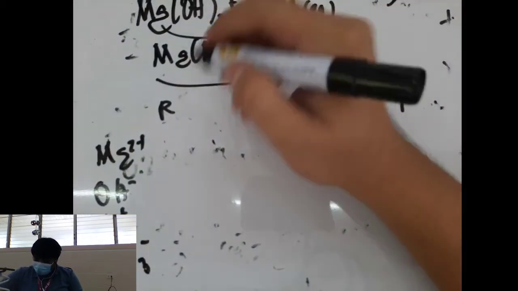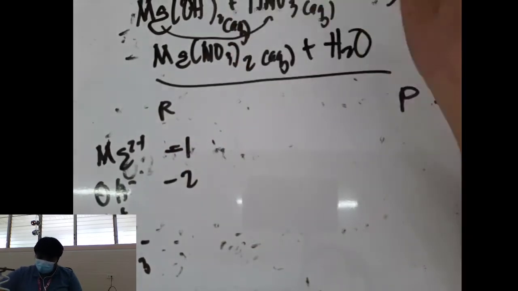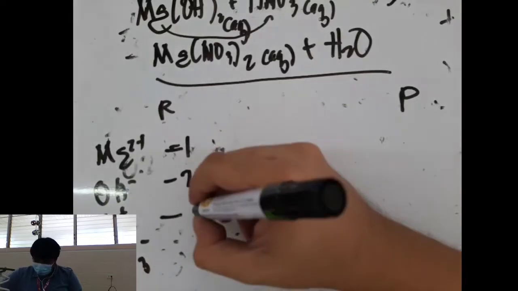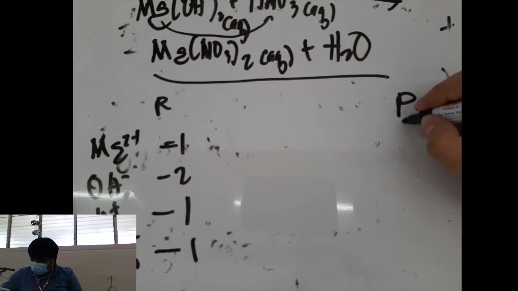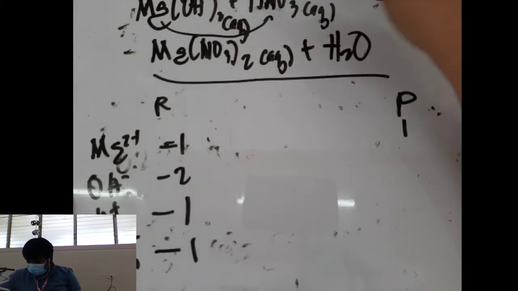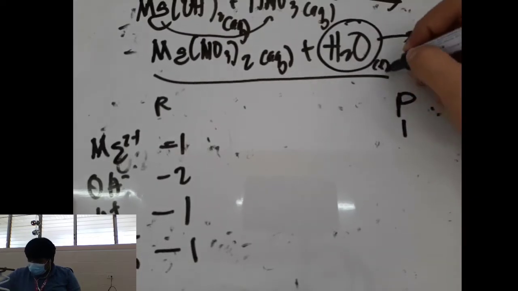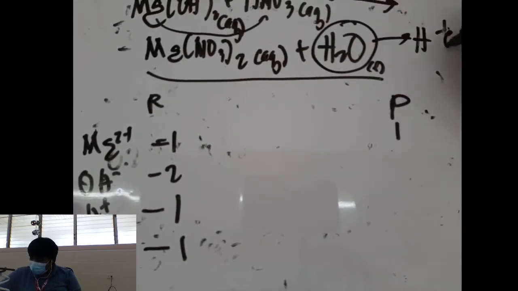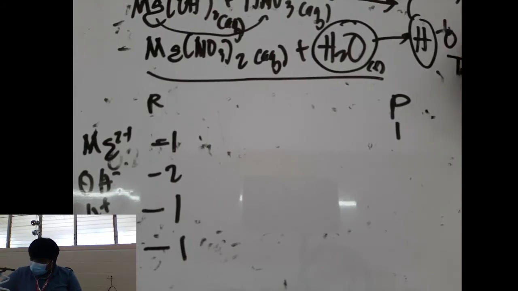On the reactant side, we have one magnesium ion. We have two hydroxide, since the subscript is 2. We have one H plus and one nitrate. For magnesium, it's still 1. Now, since OH and H here are combined, this can be expressed as HOH. Now, the H came from our nitric acid, and the OH came from magnesium hydroxide.